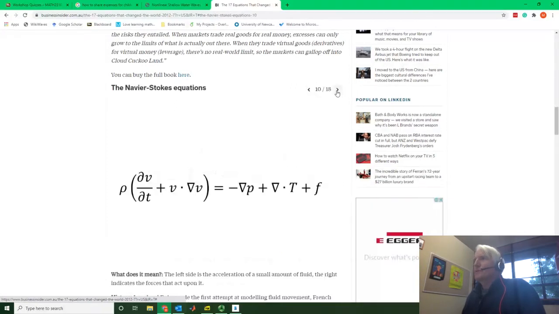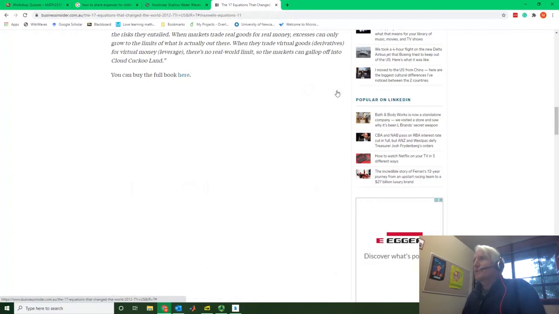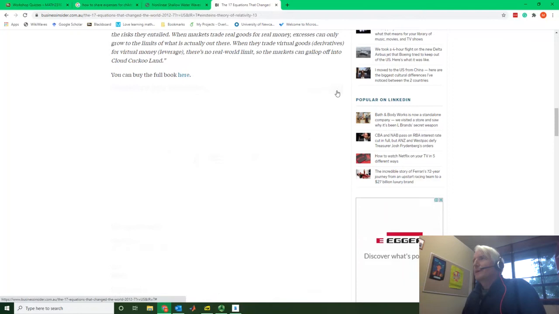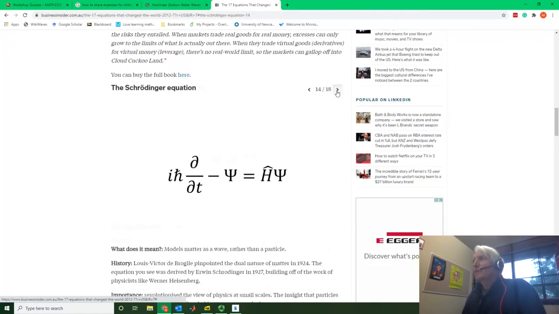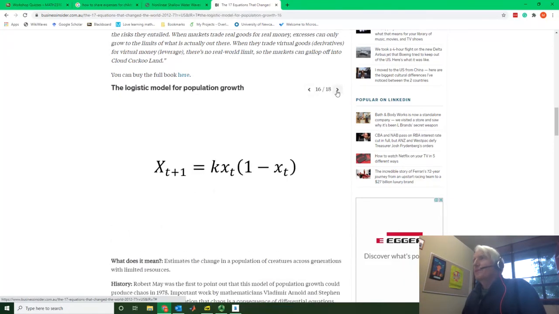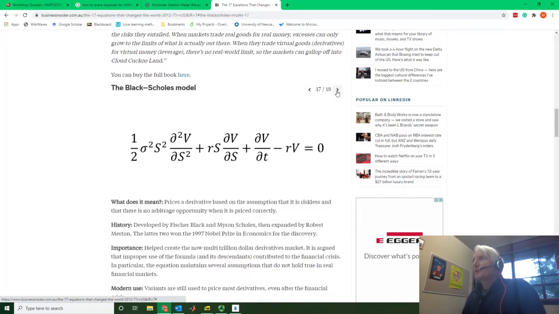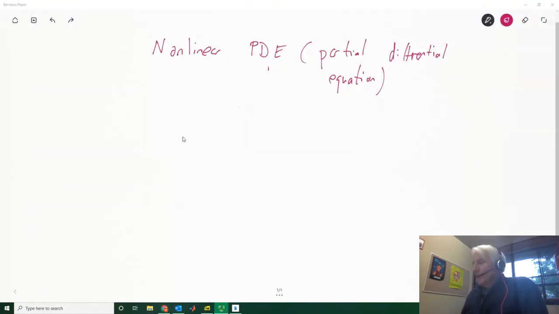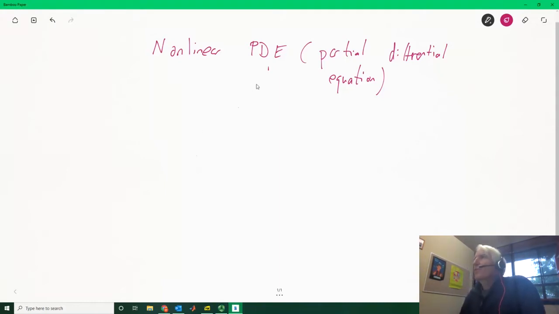Fourier transform, then the Navier-Stokes equation, another partial differential equation. Maxwell's equations, partial differential equations, thermodynamics, relativity, Schrodinger's equation, another partial differential equation, Shannon information theory, the logistic model, and the Black-Scholes model, another partial differential equation. So you see there are loads of them, half of them are PDEs. We're not making it up when we say PDEs are super important. I wanted to show you that. The graph theory equations or whatever just aren't in there, and no one thinks they're that important. So partial differential equations are super important.